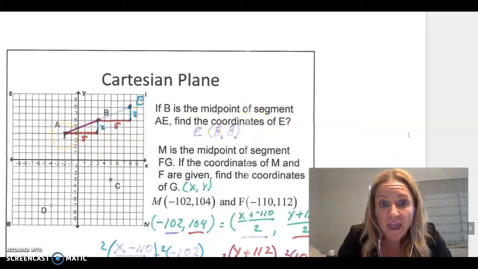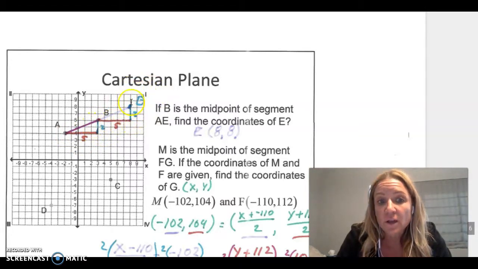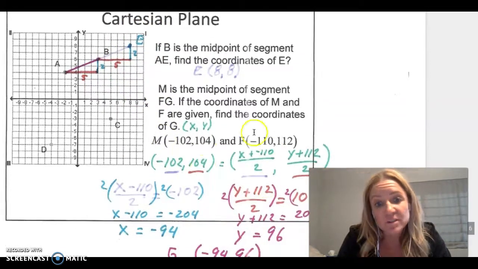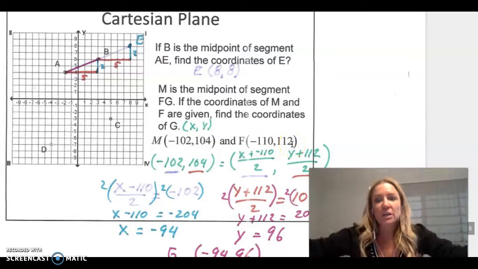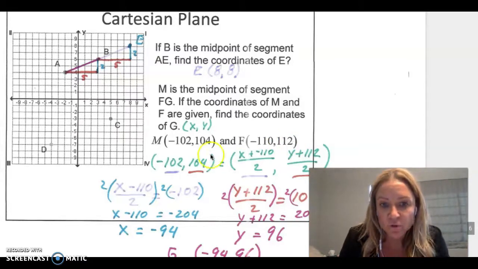So if we have A and B, and you have a Cartesian plane, you can actually just count from A to B. You go 5 over, up 2. So if you go over 5 and up 2 more, you can figure out where E's at really easily. So you just count over and up, and that one's at 8, 8. But if you have numbers that are larger, like -102 and 104 and -110 and 112, you're probably going to want to use the formula because you're not going to be able to draw a graph that big. Okay? So here's how you would use the formula.